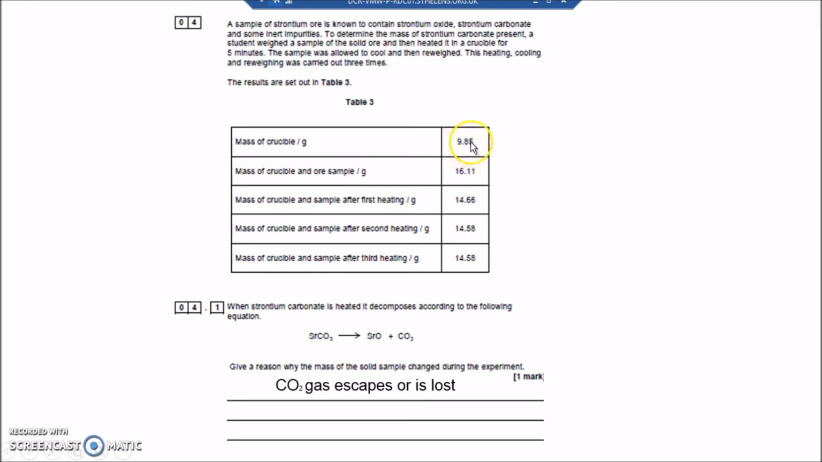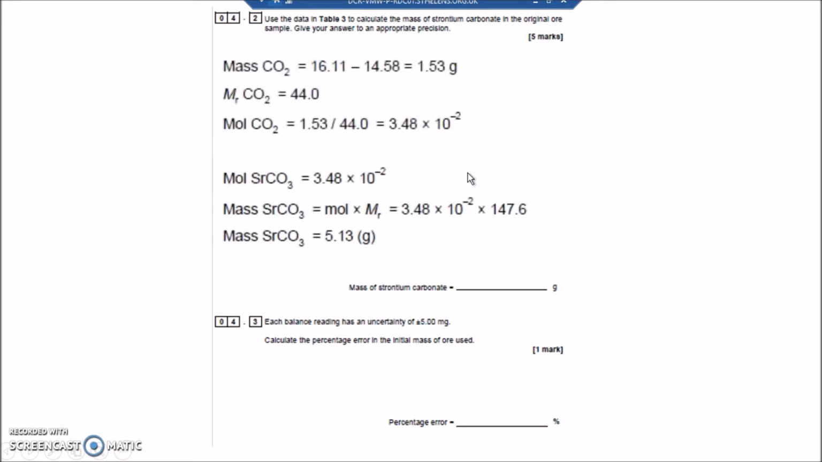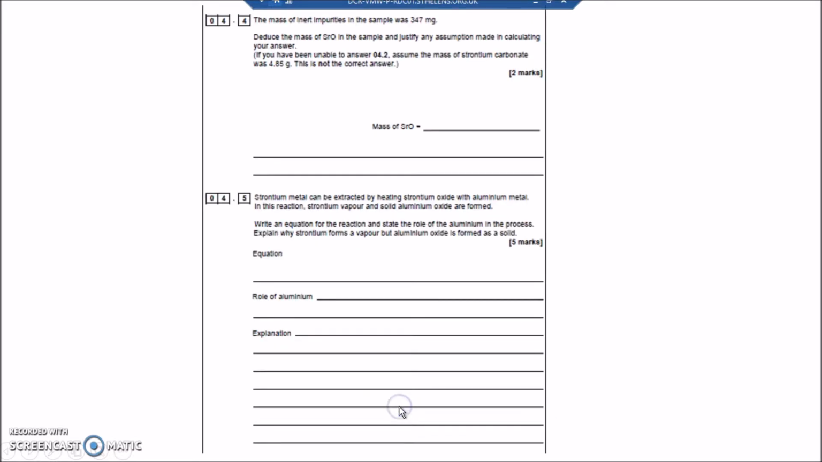16.11 take away the mass of the crucible, 9.85, is the mass of my ore sample. So 0.01 is the error, how far out the readings could be. 6.26 is the value of the amount of strontium ore that I have, multiplied by 100%. 0.160% is my percentage error.